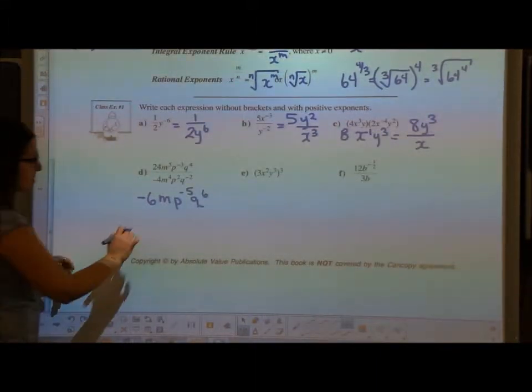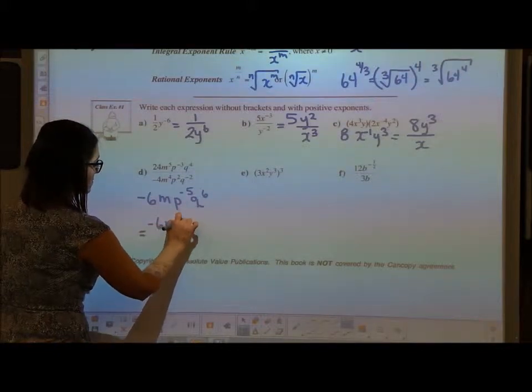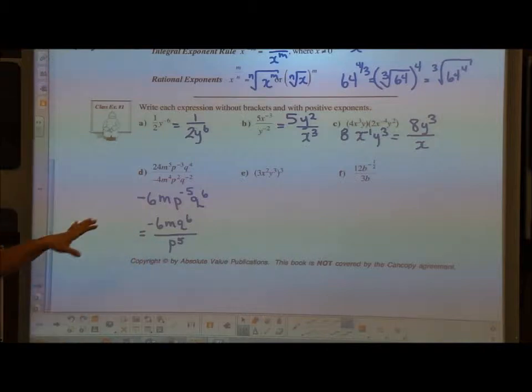And then my final step would be to move the p down. The 6 stays where it is. It's a negative 6. It's not 6 to the negative power. Okay, what about E?